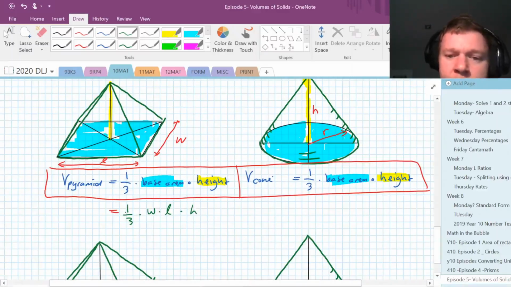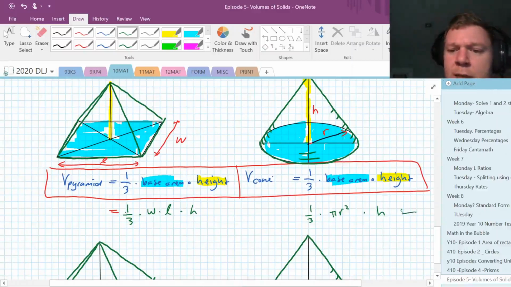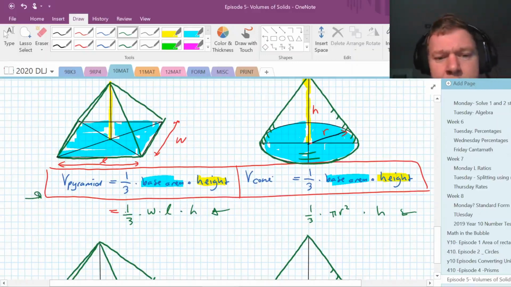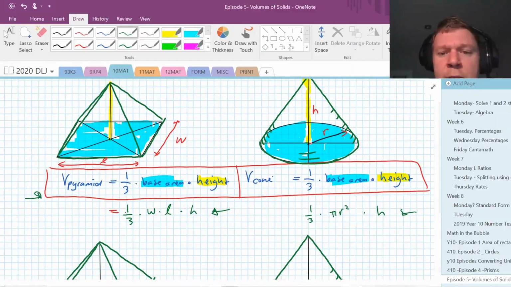And for the cone, well, the base area is the area of a circle, so that is pi r squared, times height. So usually you'll see something similar to this on your formula sheet. You won't see the pyramid, the one above, but I just wanted to show you that they're actually the same.